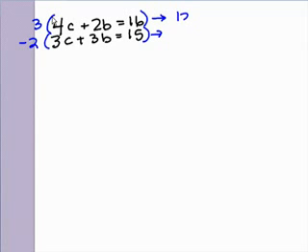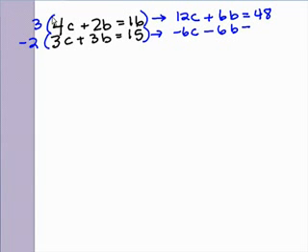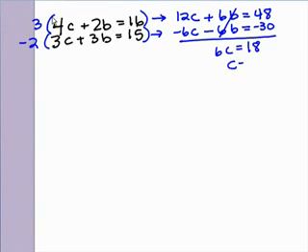So I get 12C plus 6B is equal to 48. The bottom one, -6C minus 6B is equal to -30. So 6C is equal to 18. So C is equal to 3. Plug it back in, and you get 9. I'm going to just plug it back into this one right here.